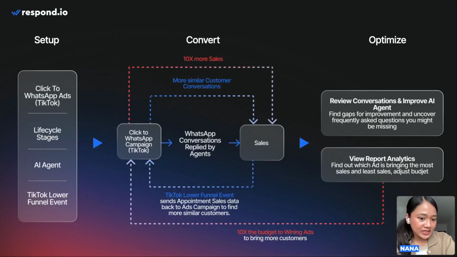And then finally, we have optimize. So optimize is about using what you have learned from those conversations. So once you know which leads actually become qualified leads, appointments, or customers, you can send those signals back to TikTok through TikTok lower funnel events, so that TikTok can optimize your ads toward better quality leads, not just more chats. So for the rest of the session, we'll walk through each of these parts and show how this actually works in Respond.io.